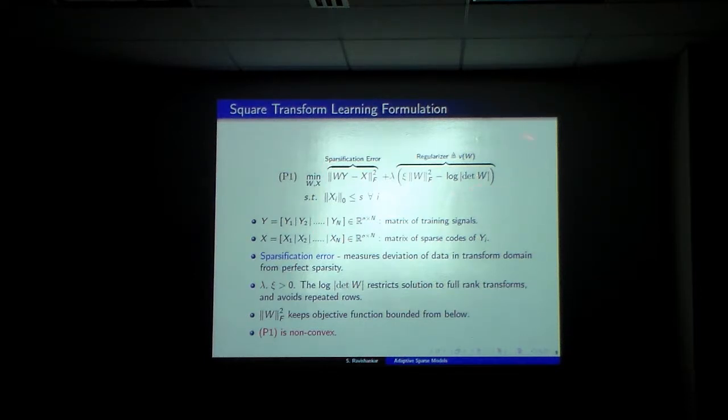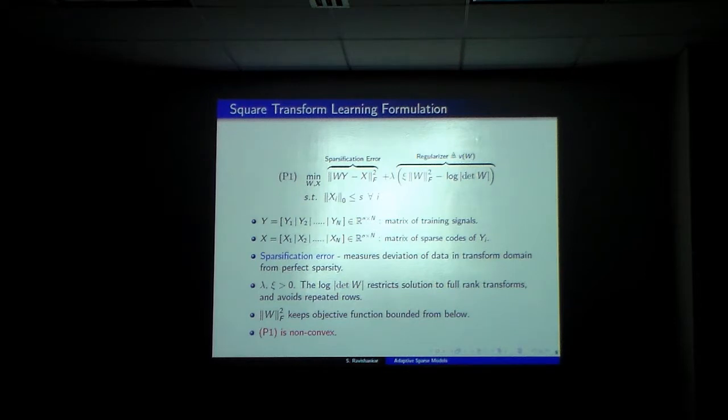And you also need a regularizer, because if you did not have this regularizer, the solution turns out to be pretty trivial, because W being 0 and X being 0 is a trivial sparsifier for any set of signals. So you don't want to learn trivial or meaningless solutions. In order to enforce some measure of information in the transform, we use a regularizer. The log determinant essentially restricts solutions to full rank transforms, and it avoids degeneracy such as repeated rows in the transform. And the Frobenius norm term here essentially keeps the objective function lower bounded. Otherwise, it can go down to negative infinity in some cases.